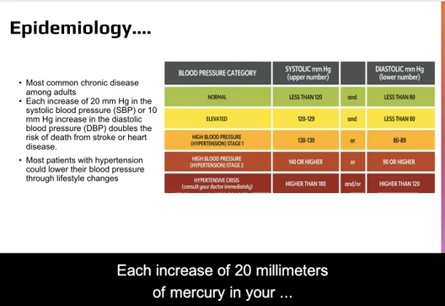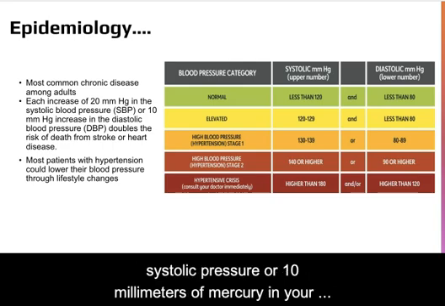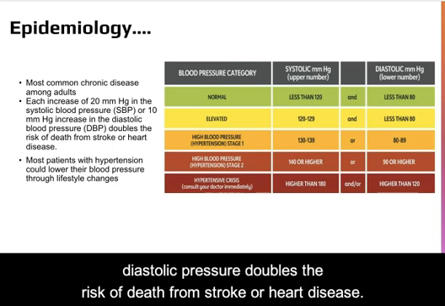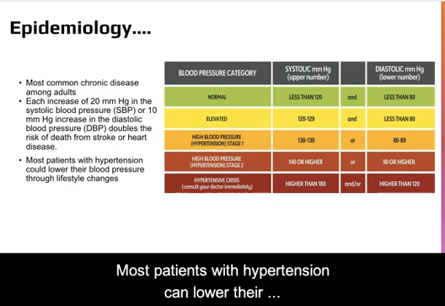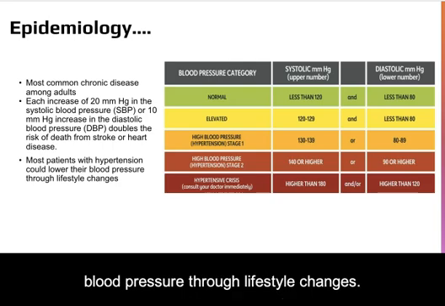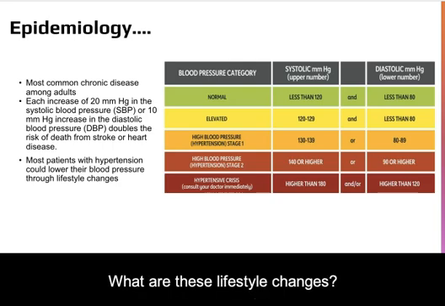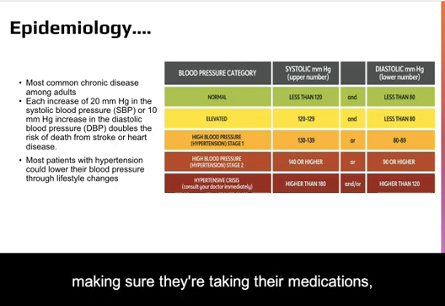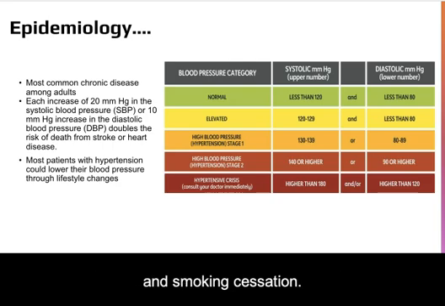Each increase of 20 millimeters of mercury in your systolic pressure or 10 millimeters of mercury in your diastolic pressure doubles the risk of death from stroke or heart disease. Most patients with hypertension can lower their blood pressure through lifestyle changes. What are these lifestyle changes? Okay, once again, that's diet, exercise, making sure they're taking their medications, and smoking cessation.